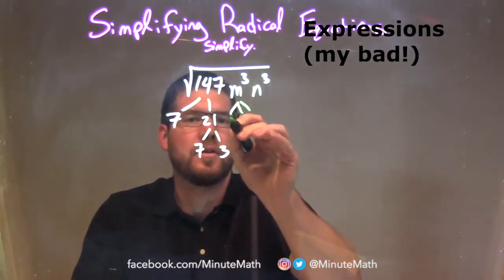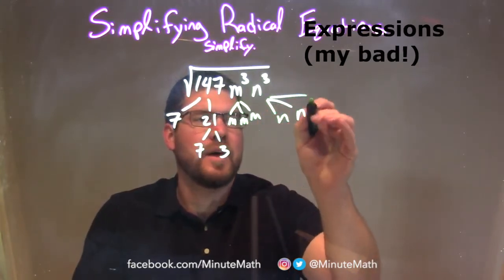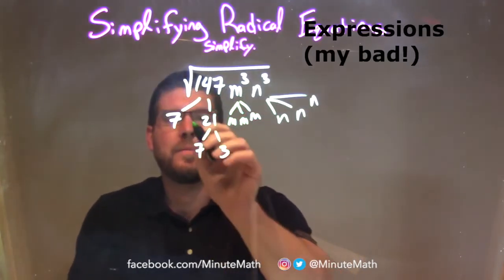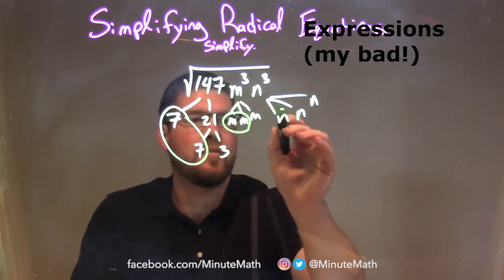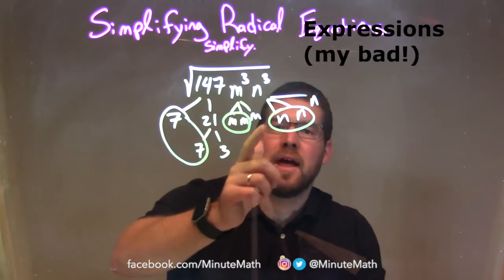M to the third is just m times m times m, and n to the third is just n times n times n. Okay, so what I'm going to do now is circle my pairs. I have a pair of 7's right here, one pair of m's, and a pair of n's. So what's left is a 3 times an m and an n.